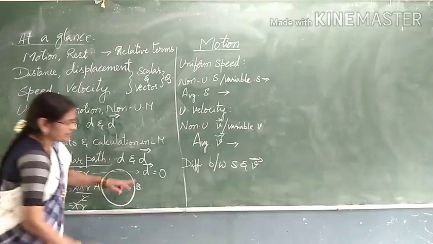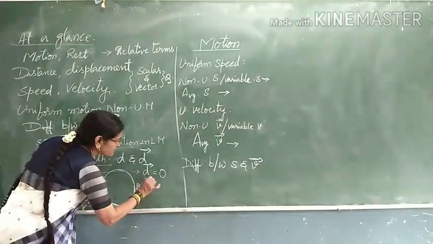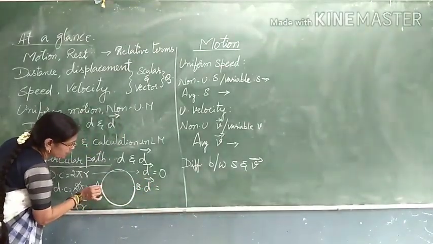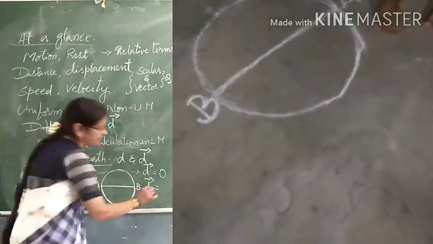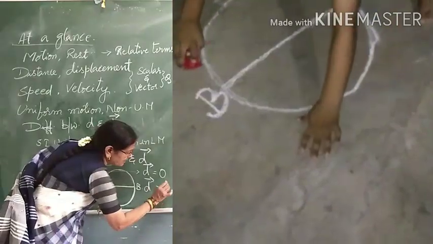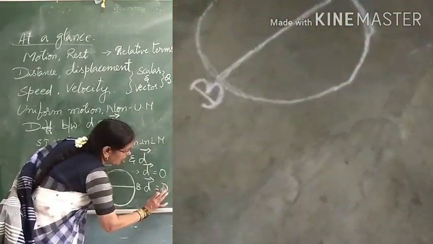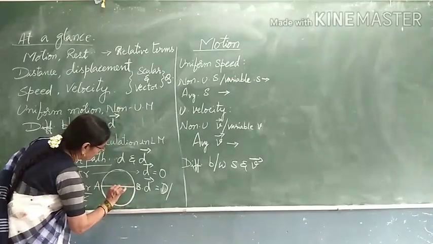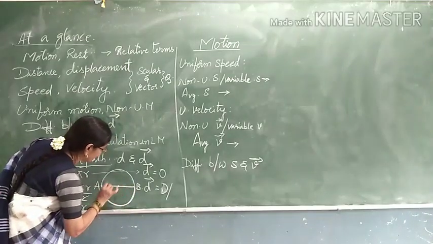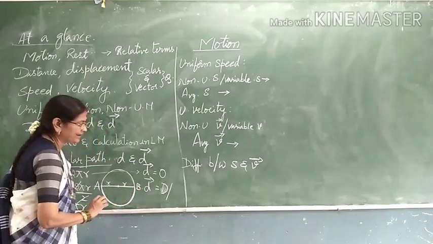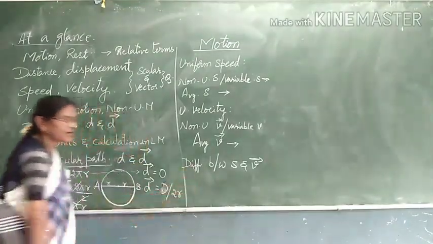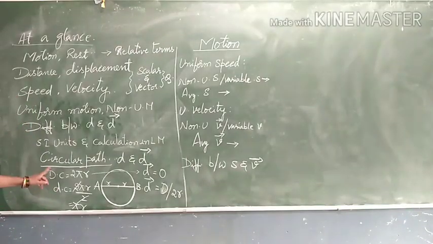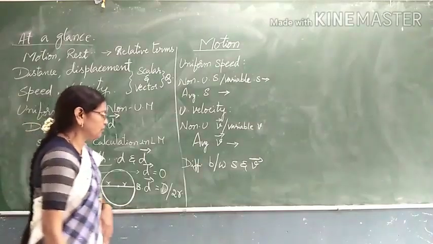What is the displacement? Displacement is equal to, see, join the line, the shortest distance A to B, that is the diameter of the circle. From here, A to this point is R, and this is R, the radius of the circle, no? So R plus R, that is 2R. Understood? Now, today what we are going to learn.